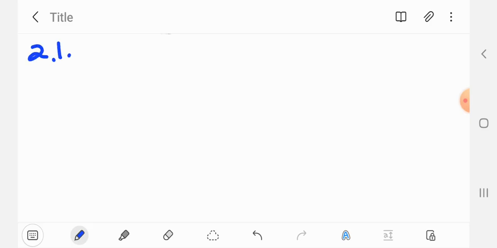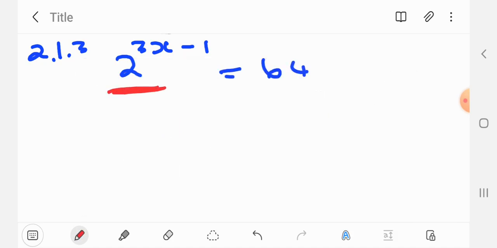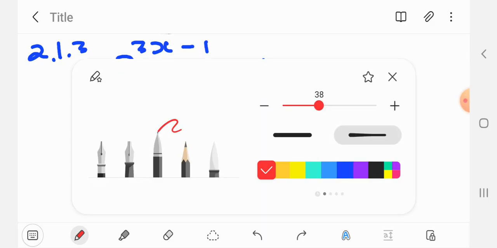2.1.3. We have 2 to the power of 3x minus 1 equals 64. Now, what you can see is that already we have this 2 as a small number. So we must write this 64 as a 2 as well. When you are already given a small number, don't mind it. Write the bigger one as the small number. So they have to be written with base 2. That is what you just have to work towards.